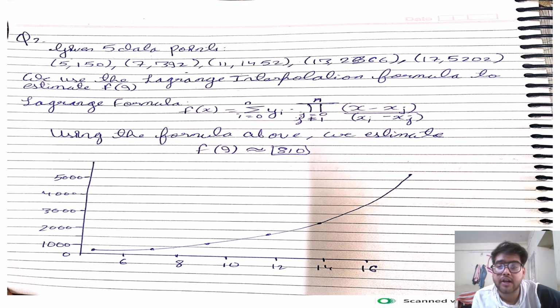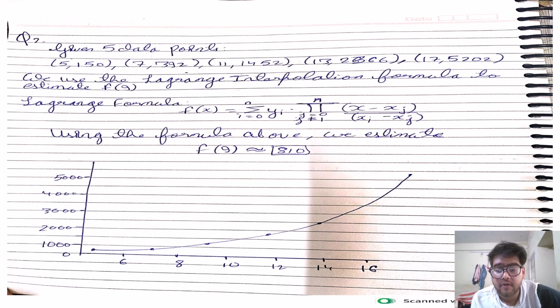So given are the 5 data points: 5 and 150, 7 and 392, 11 and 1452, 13 and 2366, and 17 and 5202. We use the Lagrange interpolation formula to estimate f(9), which is f(x) equal to the summation of y_i times the product over j not equal to i, for i equal to 0 to n, of (x - x_j)/(x_i - x_j). So using the formula, we estimate the value of f(9) to be approximately 810.